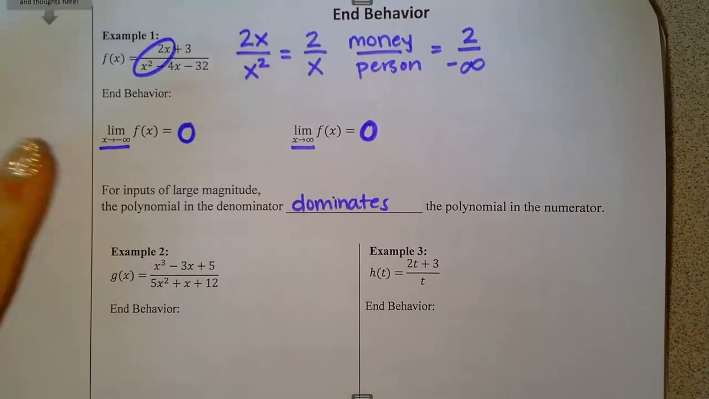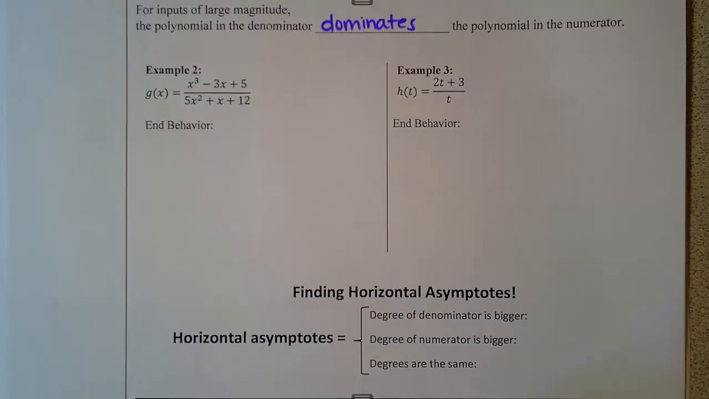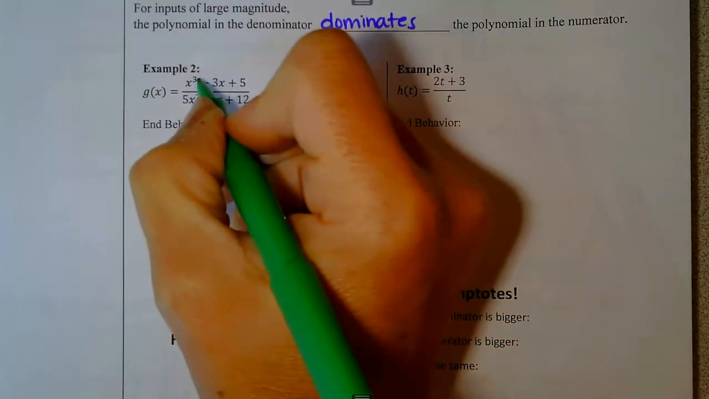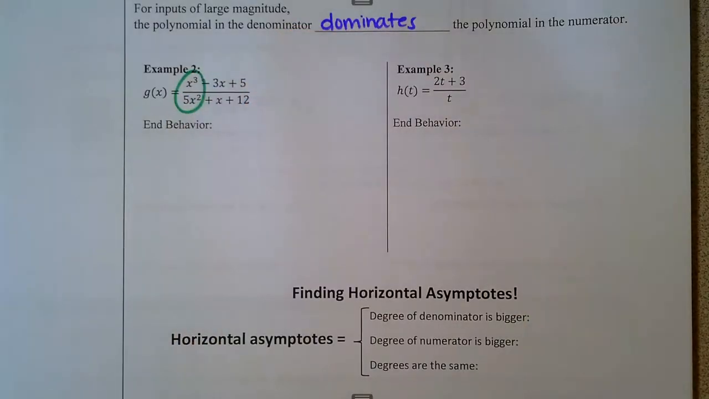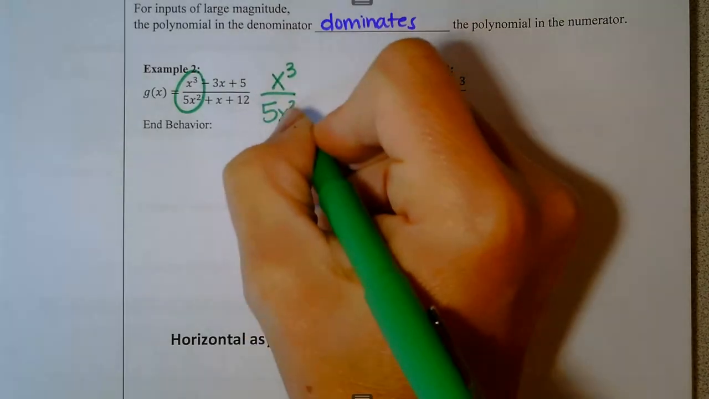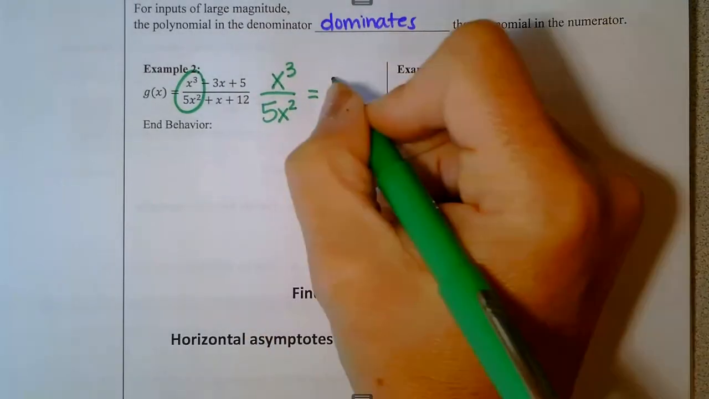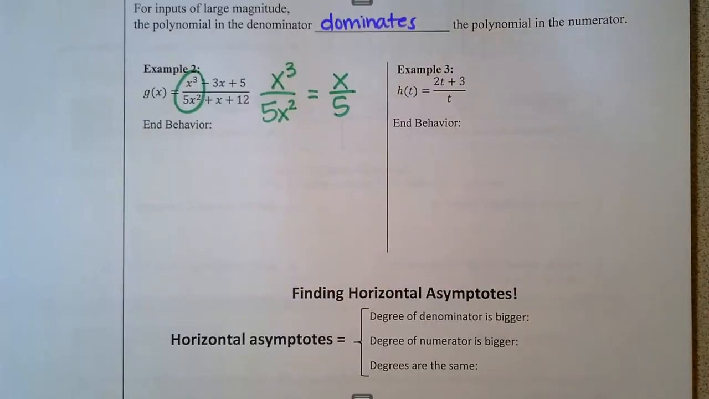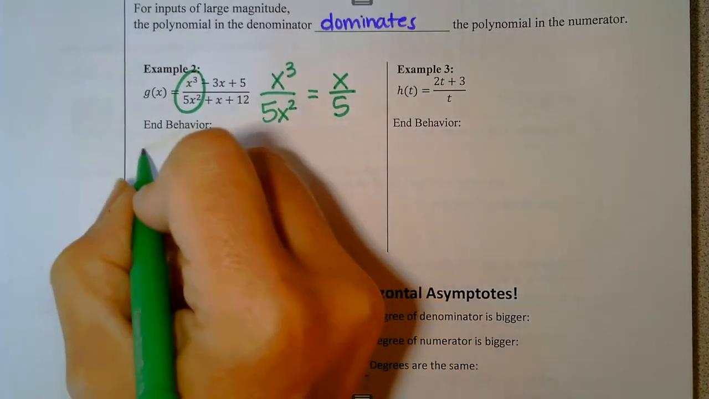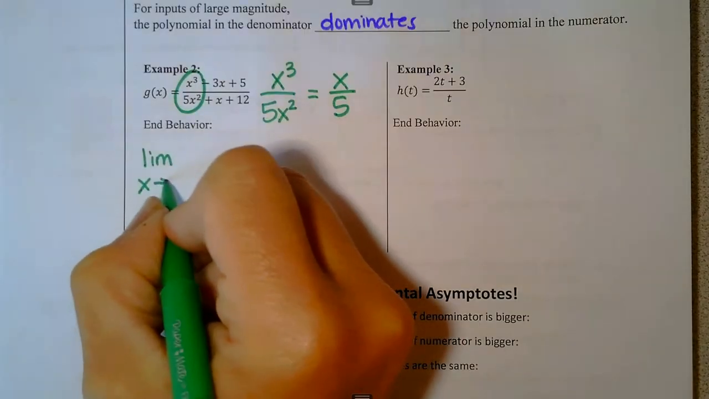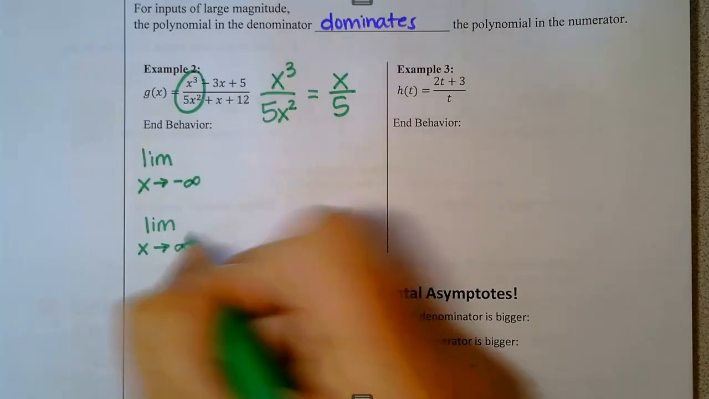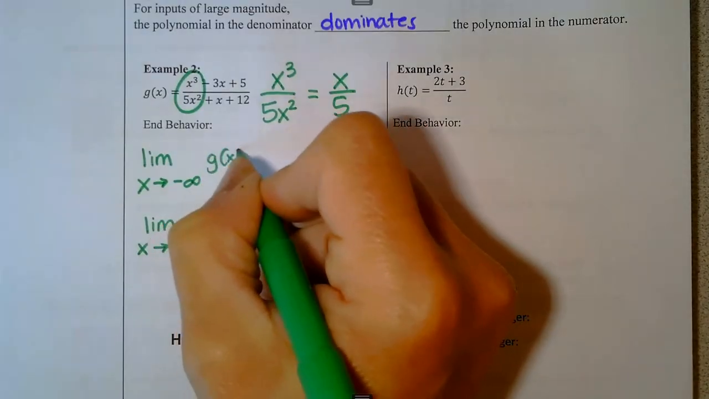Okay, so let's do the same exact thing for example 2. We're going to focus on the leading term. So what's x to the third divided by 5x squared? X over 5. It wants my end behavior, so I have to write out those ugly limits again: the limit as x goes to negative infinity and the limit as x goes to infinity. My function is g of x.